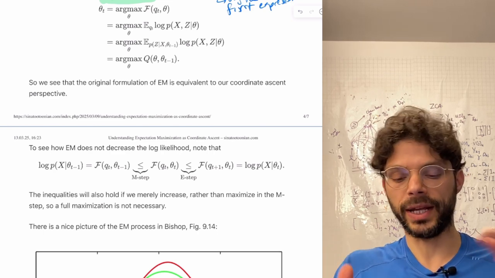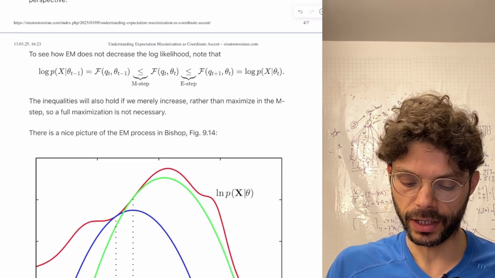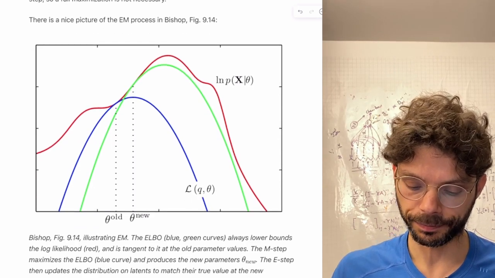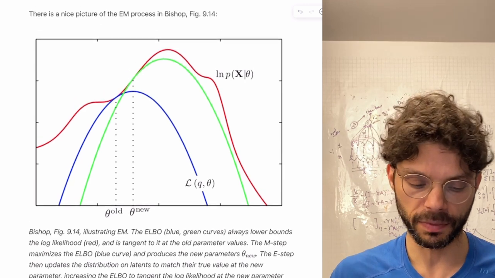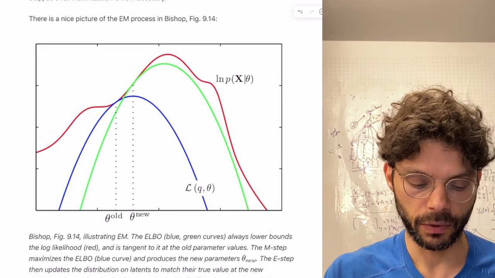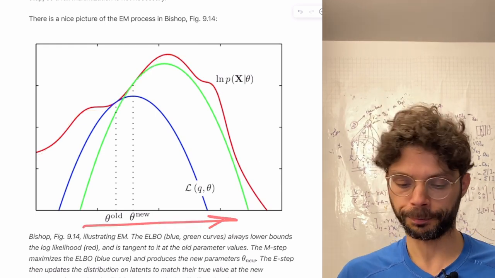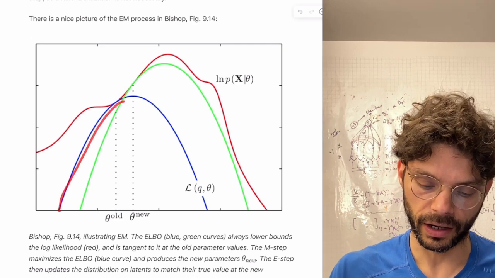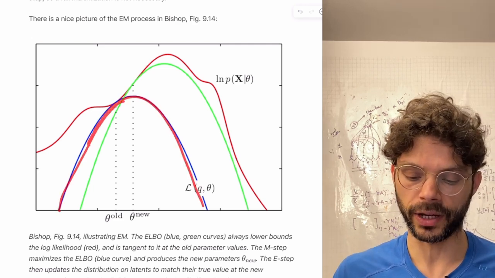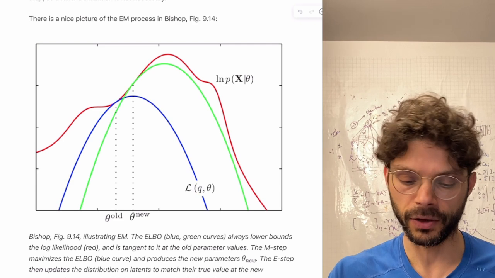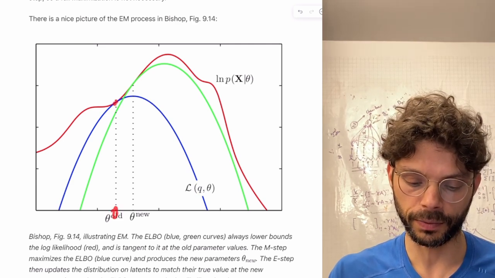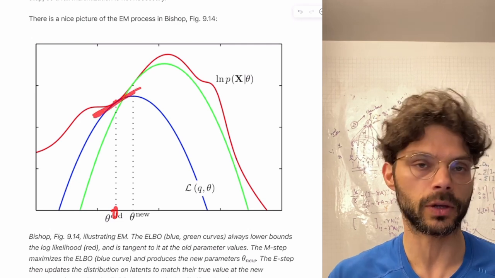Okay, so that's basically what EM is about. Let's look at a little picture of it. Here is a nice picture from Bishop. We've got the log likelihood, this complicated thing, as a function of theta. And he's called this L, which is our F function at the old parameter values. And notice that it's touching. These are our old parameters, so they're touching and they're tangent.